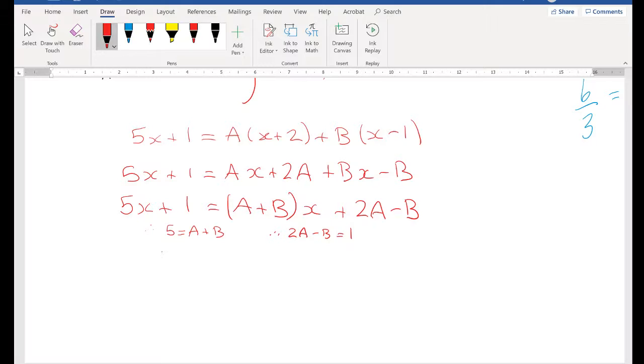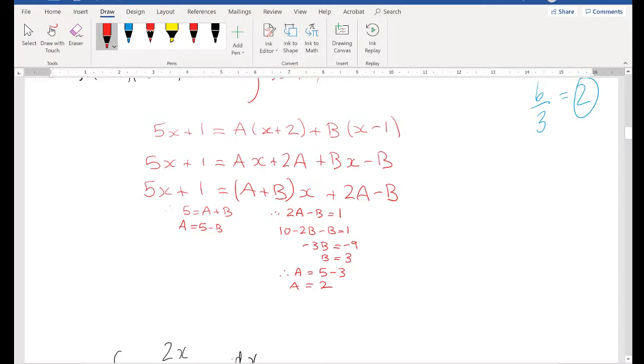So we can have something here that A is equal to 5 minus B. So we get 10 minus 2B minus B equals 1, minus 3B equals negative 9. So B equals 3. So therefore A equals 5 minus 3. So A equals 2. Perfect. Just what I knew I needed to get.